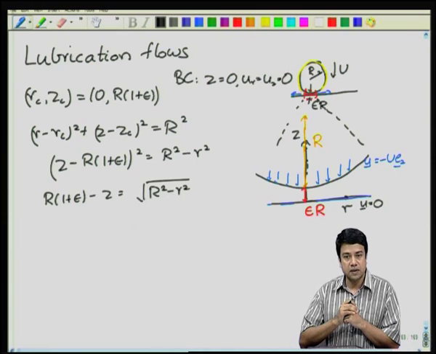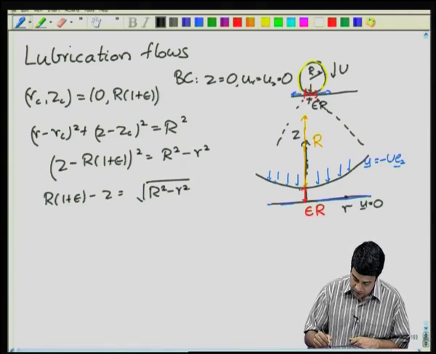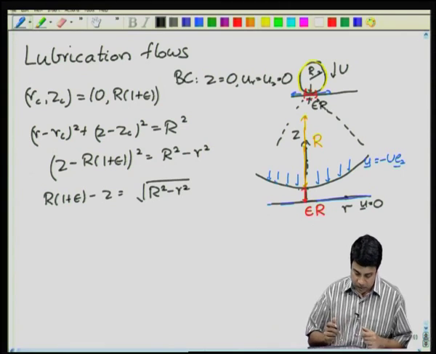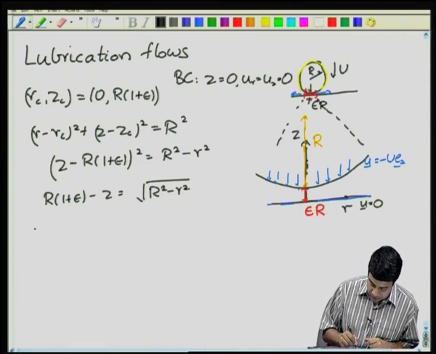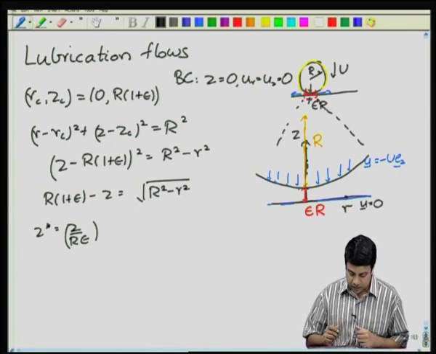So, now we will start to scale the equations. The appropriate length scale for z is of course R into epsilon, because this gap thickness is R into epsilon. So, I can define a scaled coordinate z star is equal to z by R epsilon. Now, the question is, what is r star? What is the equation for r star?